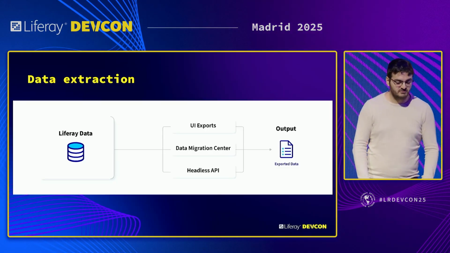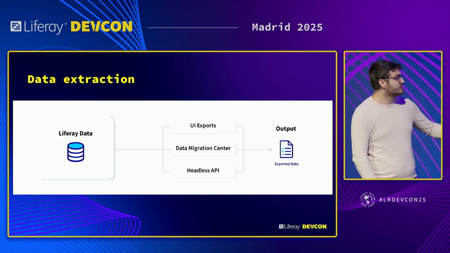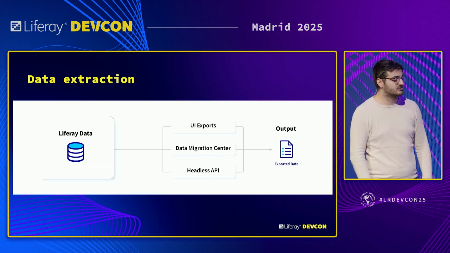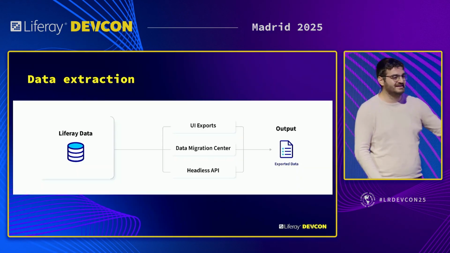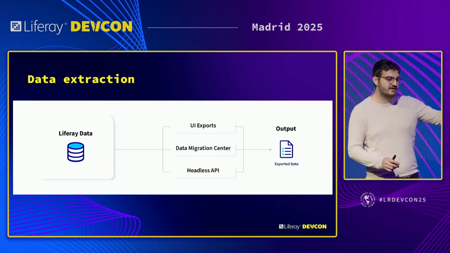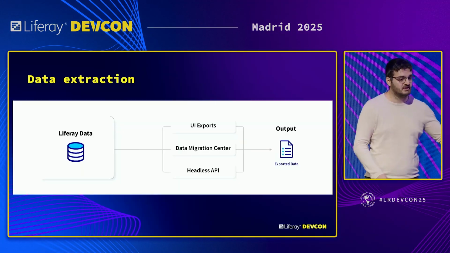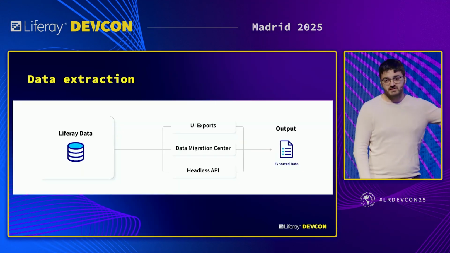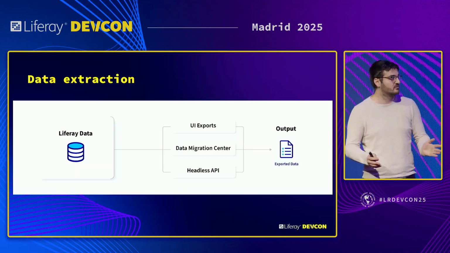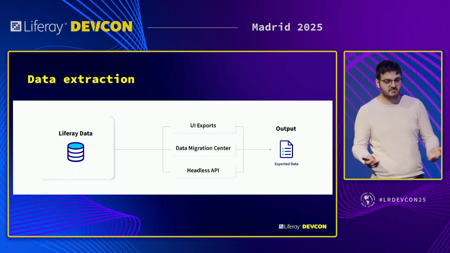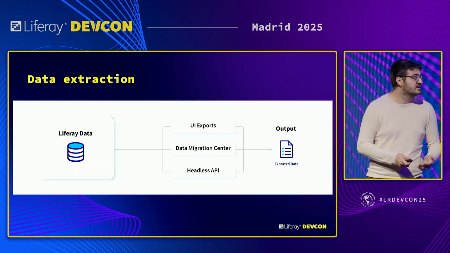When it comes to data extraction, you have some strategies that you can use. The easiest one is the UI: you can just go there, click the three points, export, and you will have the JSON. That's not available for everything, so it's a strategy that will work for most cases, but notification templates, for example, don't have UI exports.